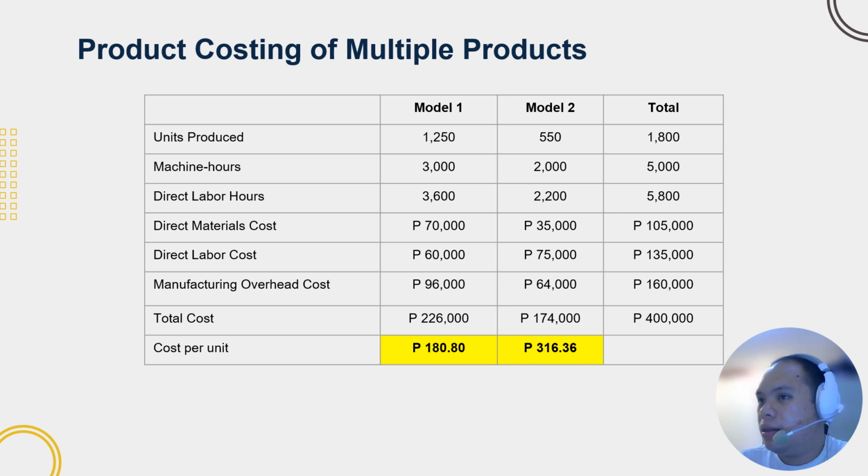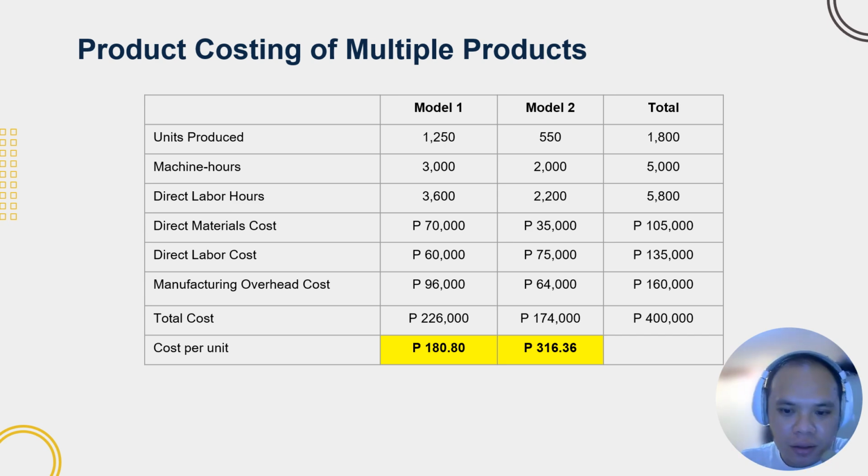So since the units produced for Model 1 is 1,250, total cost 226,000 divided by 1,250, we can now get the cost per unit of 180.80. And for Model 2, since the total cost is 174,000, we divide that by the units produced, which is 550 units. So we can arrive with 316.36 cost per unit.